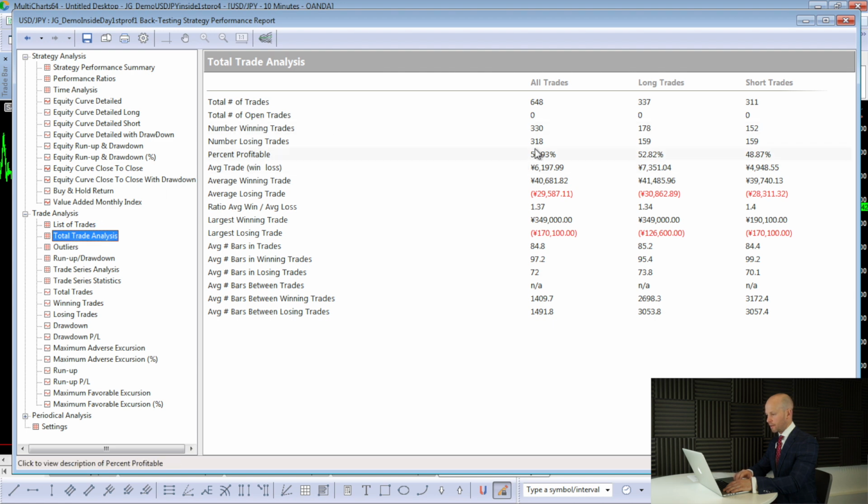Looking at the total trade analysis, average trade is only just above 6,000, which is a little bit low. This strategy has been underperforming slightly over the last few years, but using that little exit mod of Larry Williams, that really brings the average trade up to a much better strategy, in my opinion.